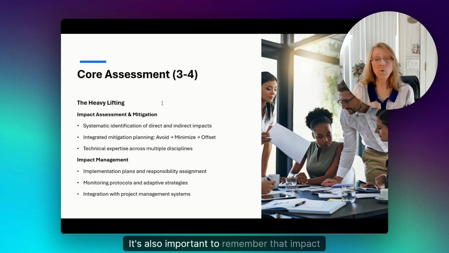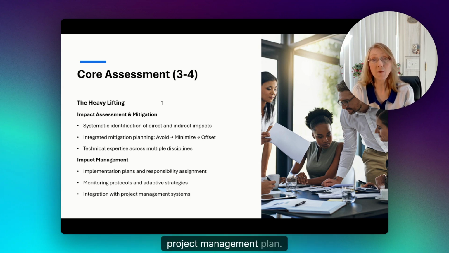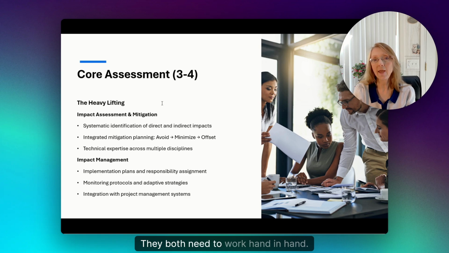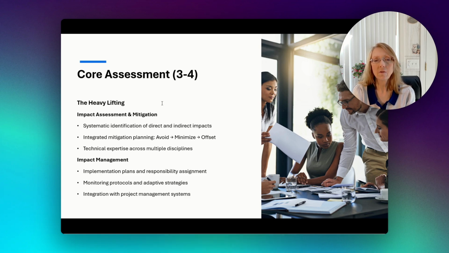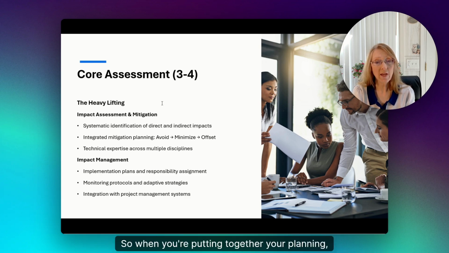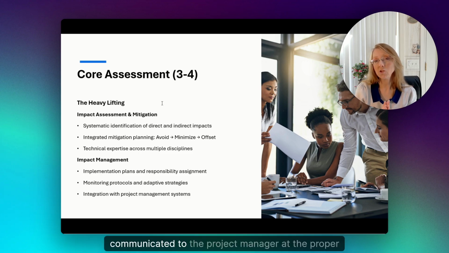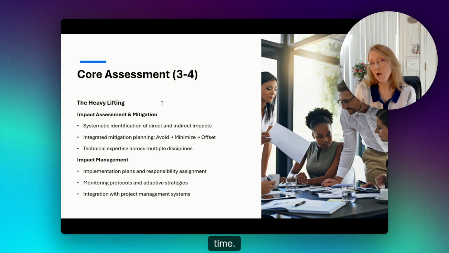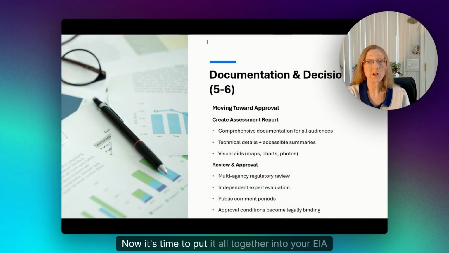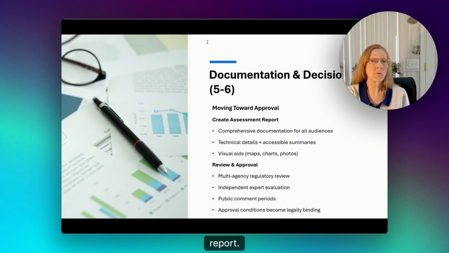It's also important to remember that impact management can't be separate from the overall project management plan. They both need to work hand in hand. So when you're putting together your planning, keep in mind that these things should be communicated to the project manager at the proper time. Now it's time to put it all together into your EIA report.